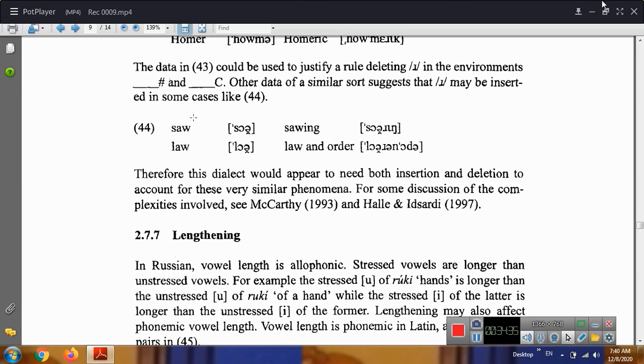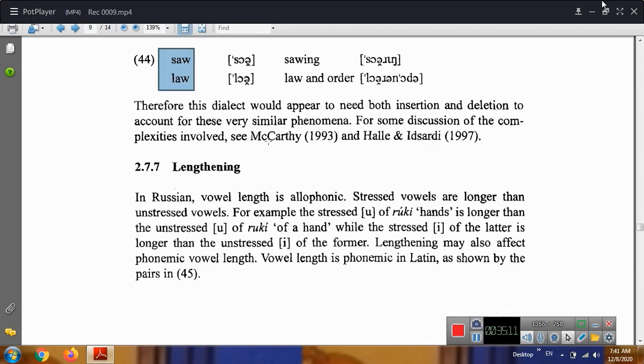For example, here we have saw and law, which don't have any re innately in the word. But when we add some affixes, some suffixes like ing and others to this word, we insert the sound re: soaring, but in Italy we don't have any re in this word. Or lure and order.